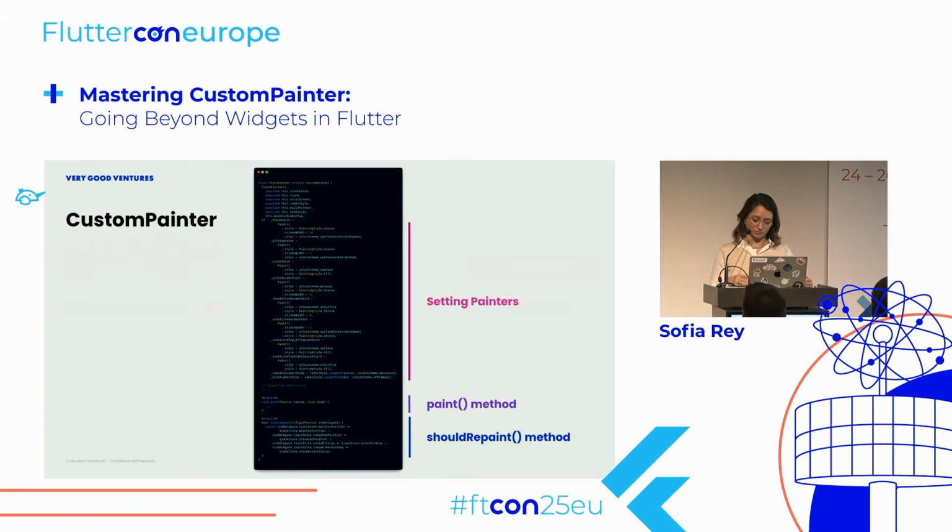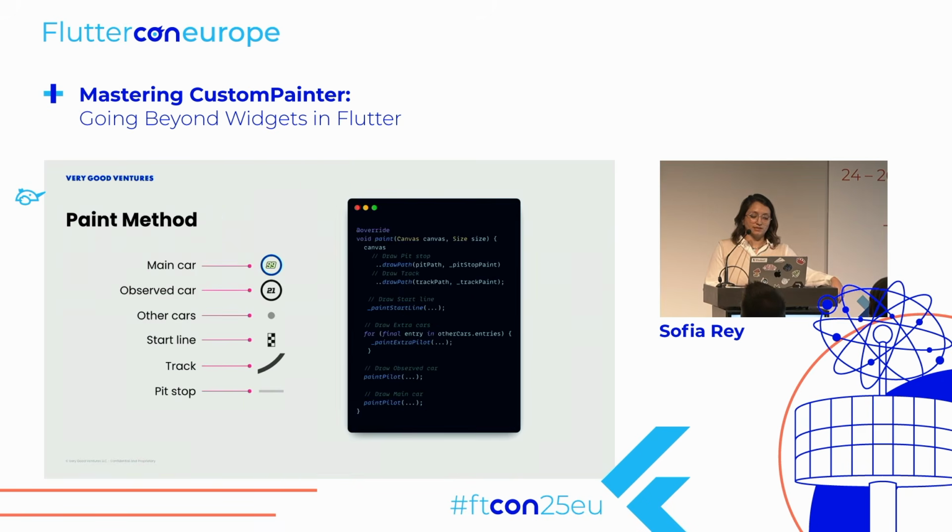It's just to see the structure. And on top of everything, I'm setting the painters, because you will need a painter for the other cars, then the border of the main car, then the filling of the main car, and etc., etc. And then I'm just overriding the two mandatory methods I mentioned before. Let's check the paint method, which is where we are actually painting.